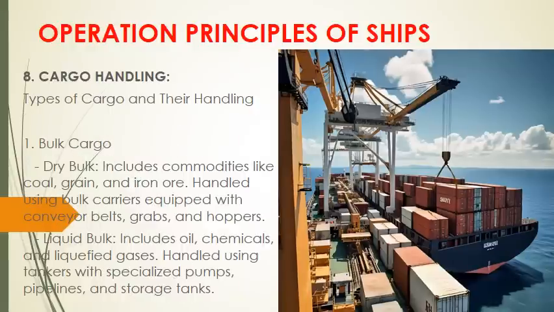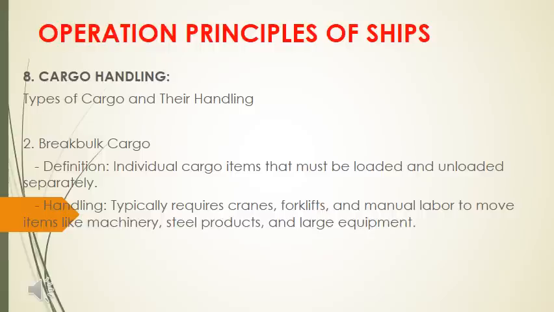Now, types of cargo and their handling. We have first bulk cargo. This could be dry bulk, including commodities like coal, grain, and iron ore. It's handled using bulk carriers equipped with conveyor belts, grabs, and hoppers. It could also be liquid bulk, which includes oils, chemicals, and liquefied gases. It is handled using tankers with specialized pumps, pipelines, and storage tanks.